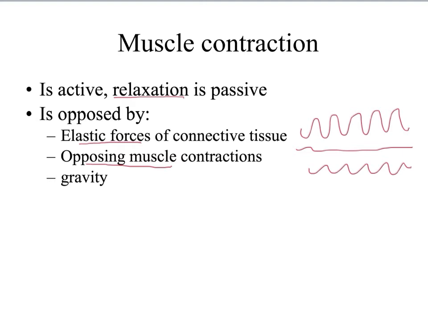And then the other thing is gravity. While you're sitting there listening to this, go ahead and flex at the elbow, contract your biceps, and then drop your arm. And think about the fact that as you drop your arm, gravity is pulling your arm downward. So gravity is a main force here. So those are the three things that return a muscle to the original resting shape and length.